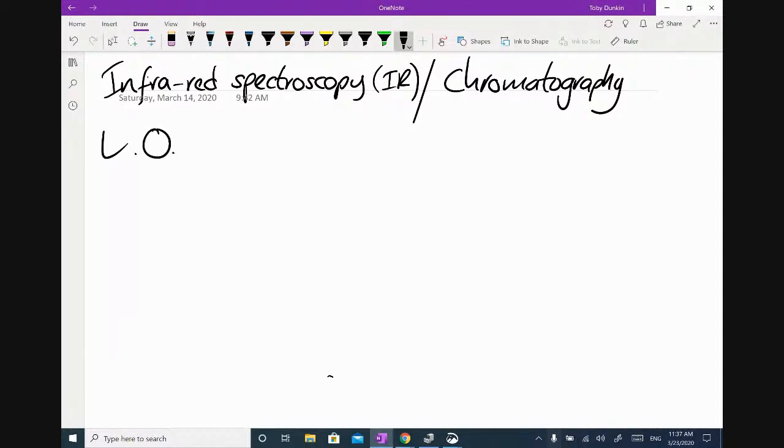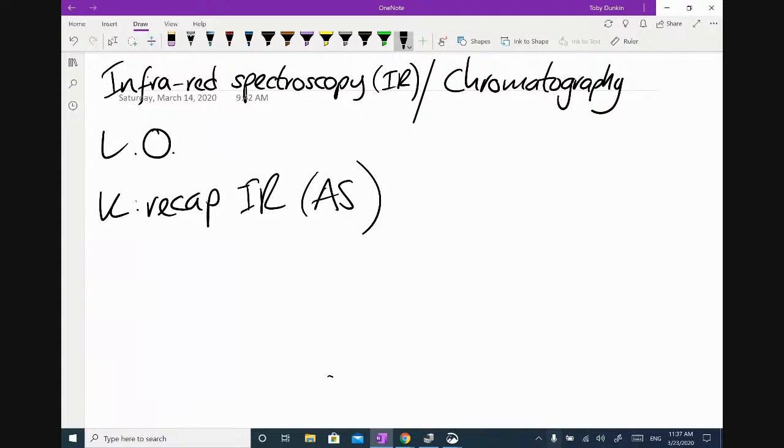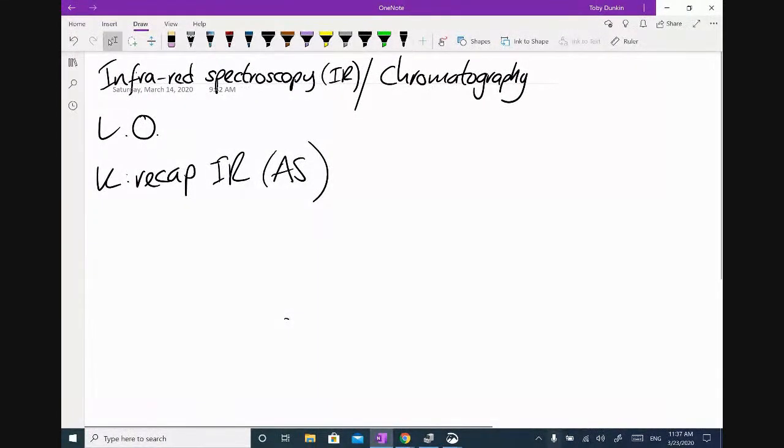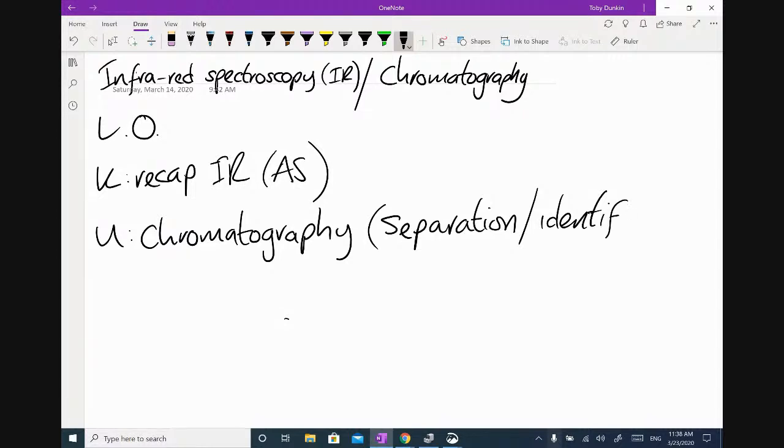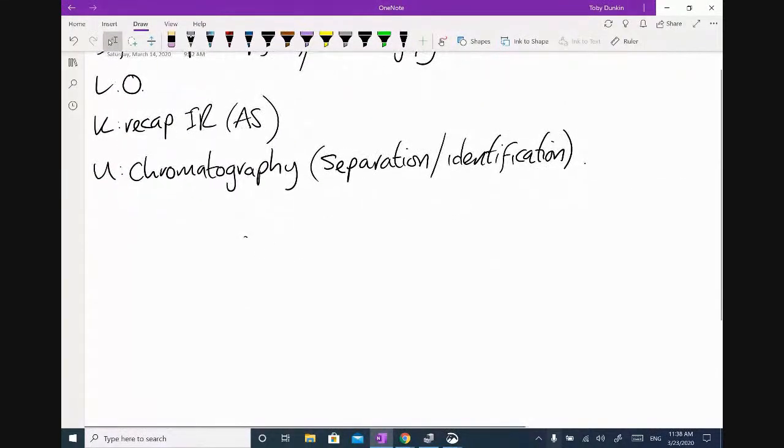So I'm going to do learning objectives. I want to just recap. I'm going to be able to do knowledge: recap IR from AS, brackets AS Chem. Reminder to be looking at the data sheet that you guys are going to be given. Then I'm going to be doing: understand chromatography as a separation technique. It can be separation slash identification. Okay, I'll add in further bullet points to these as we go through.